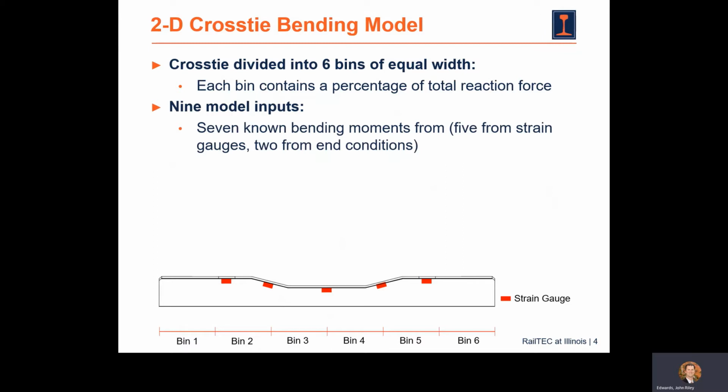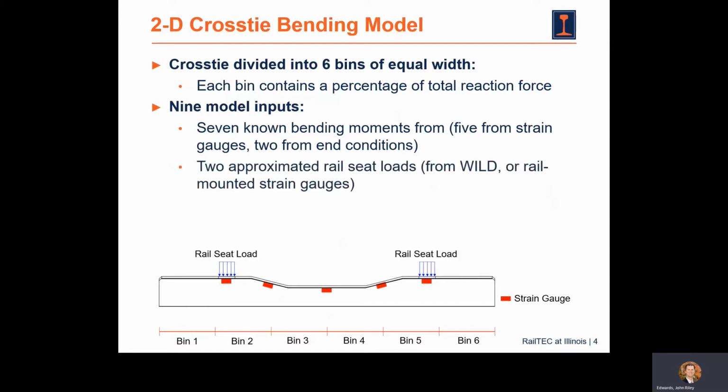5 of these are captured using surface mounted strain gauges. I'll show you some pictures of these a little bit later. And these surface mounted strain gauges were installed at the location shown in red on the tie below. And we also know that the bending moment at the free end of the crosstie is 0. So we also have 2 known bending moments from the end conditions.